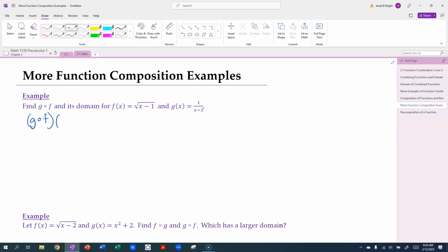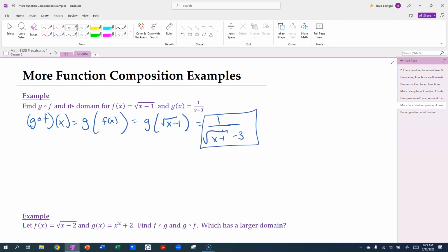function itself. So if I look at g of f of x, this is equal to g, and then inside of g, I like to write big parentheses with little f of x inside. So g, and then into g, I insert square root of x minus 1. Then this goes in for the x in g of x, so I get 1 over square root of x minus 1, all minus 3. Okay, so I got my composed function.